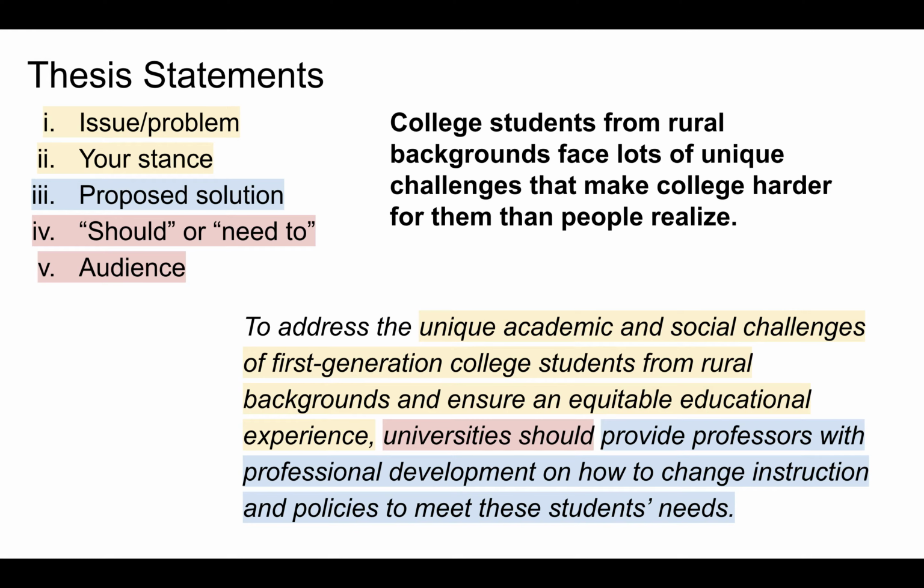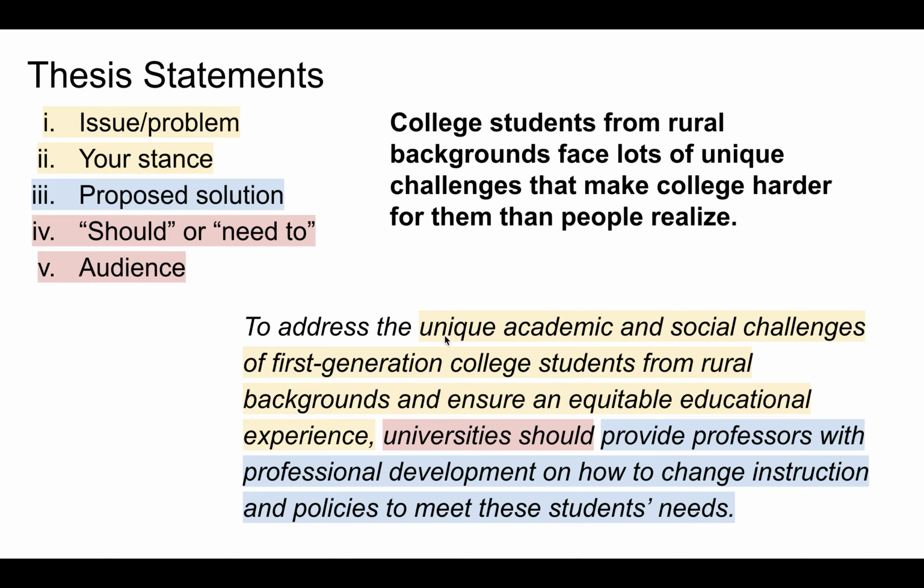And then we're going to make it a little more complex to address the unique academic and social challenges of first-generation college students from rural backgrounds and ensure an equitable educational experience. Universities should, so there's my should or need to, right? A statement of my audience. Provide professors with professional development on how to change instruction and policies to meet these students' needs. So what do you want to happen? What is your solution? So that's the key here.